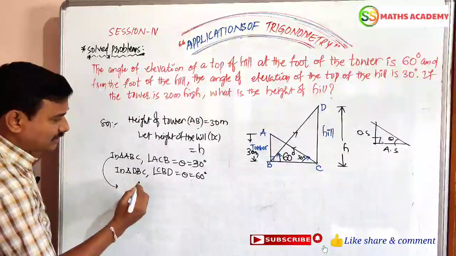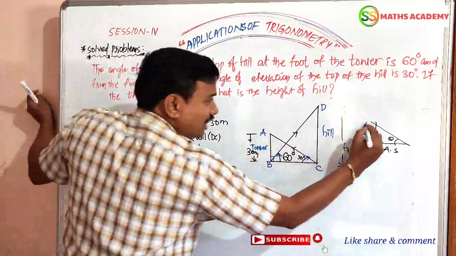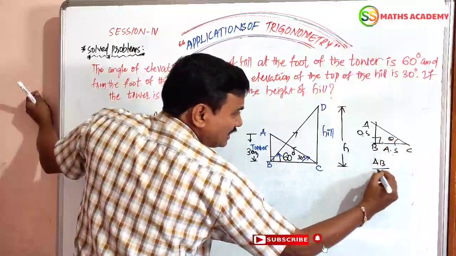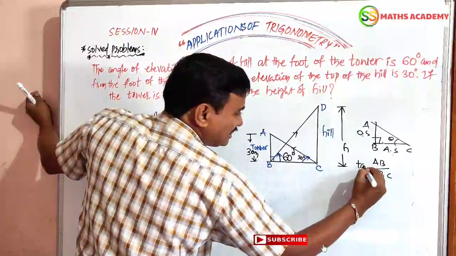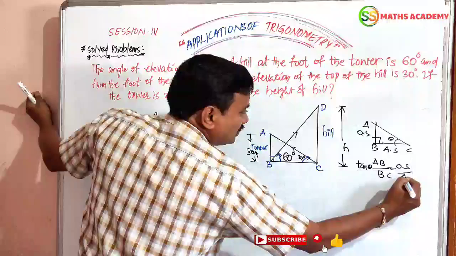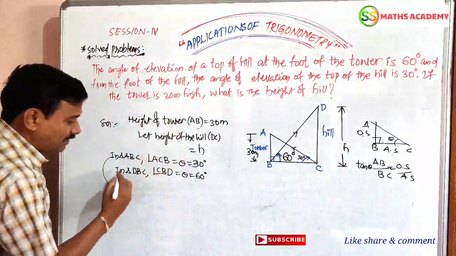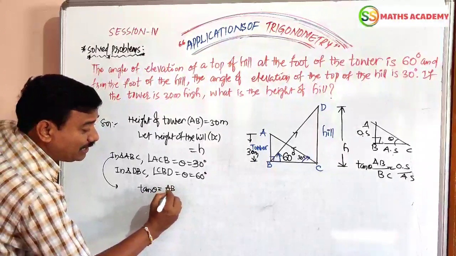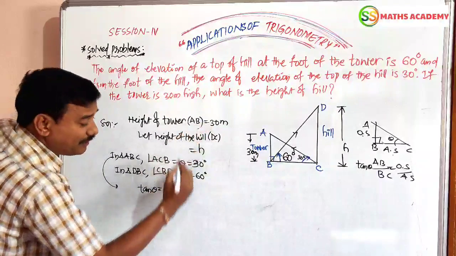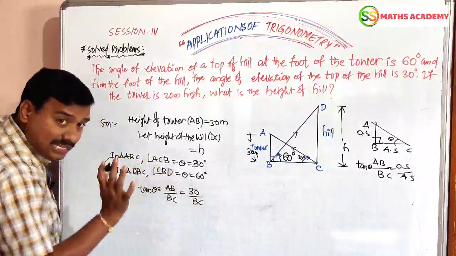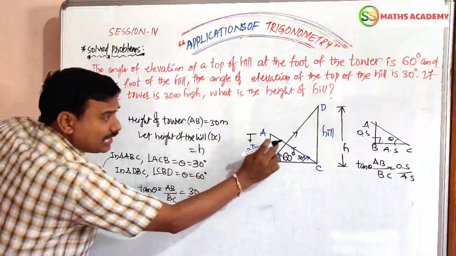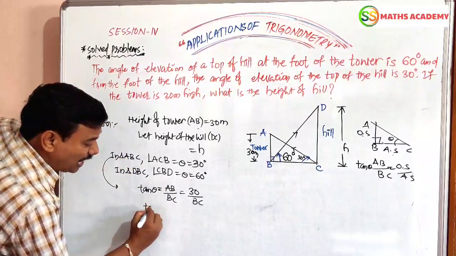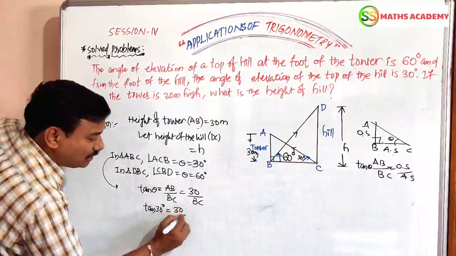Now, with respect to this diagram, I am going to apply opposite side by adjacent side, AB by BC. That is nothing but tan theta. From triangle ABC, tan theta is AB by BC. We know AB is already given as 30. Here the acute angle is 30 degrees, so tan 30 equals 30 by BC.